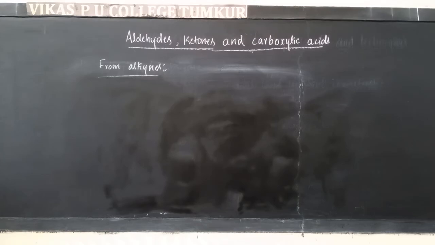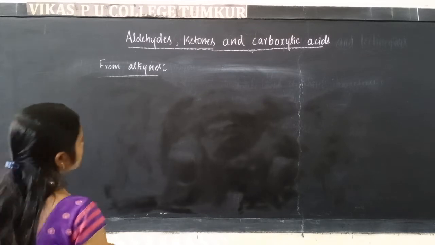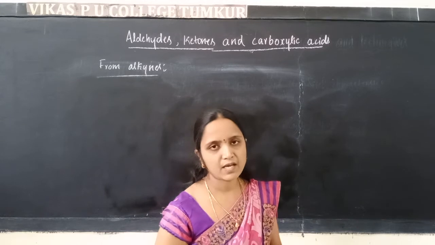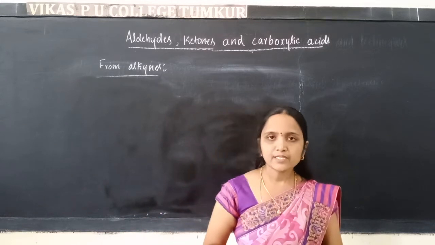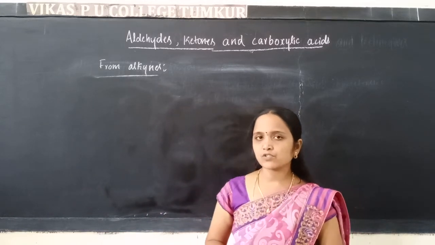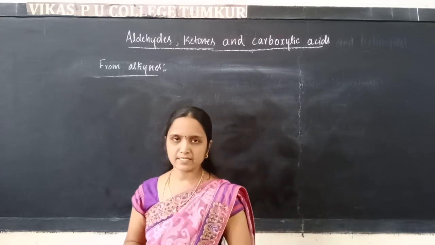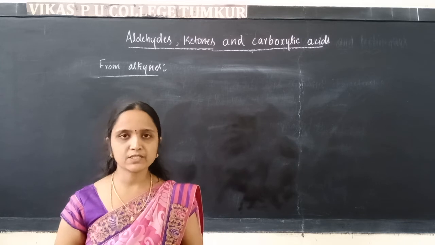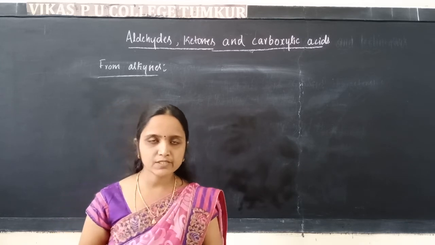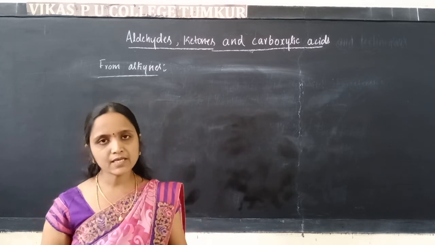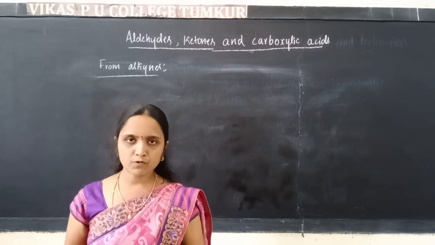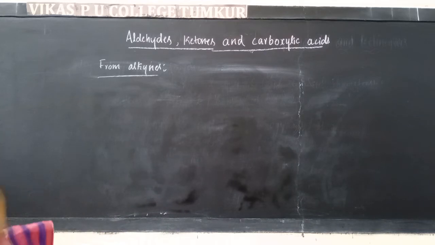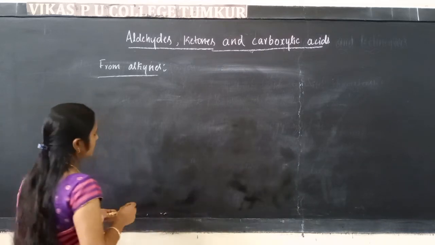The next method is from alkynes. When alkynes are hydrated in the presence of dilute sulfuric acid and mercuric sulfate, they give carbonyl compounds. Carbonyl compounds means either aldehydes or ketones.